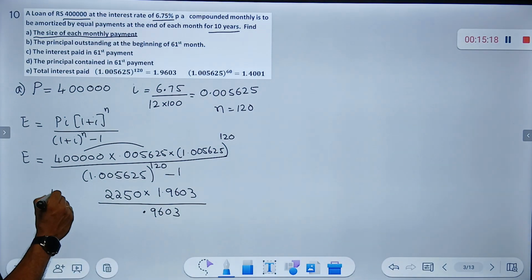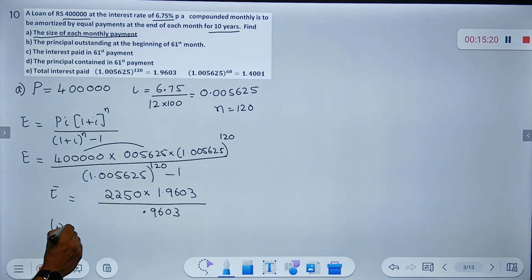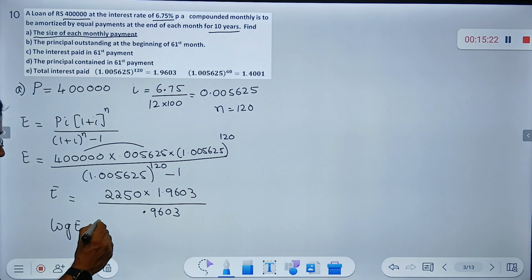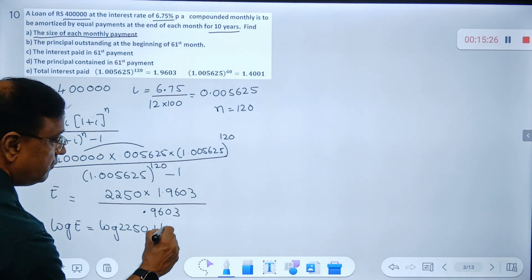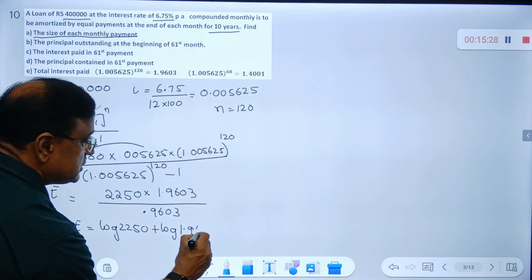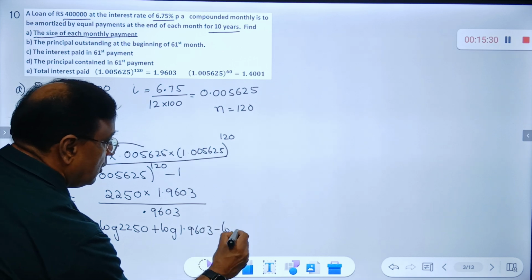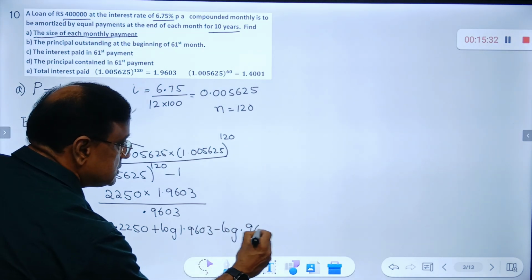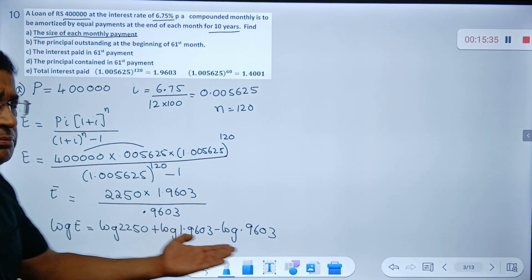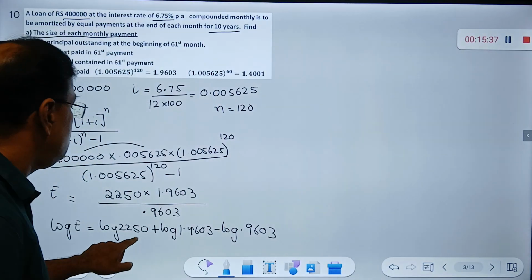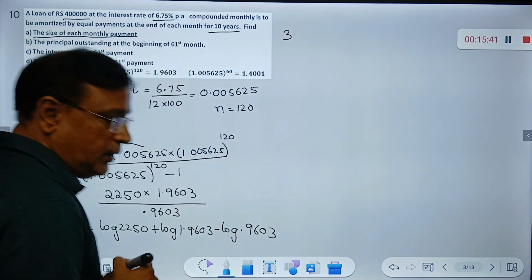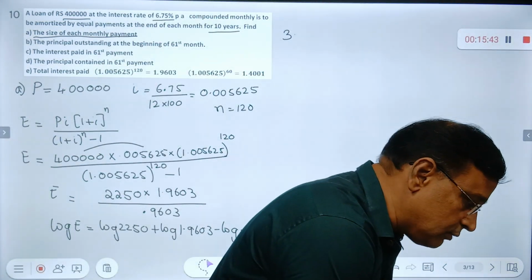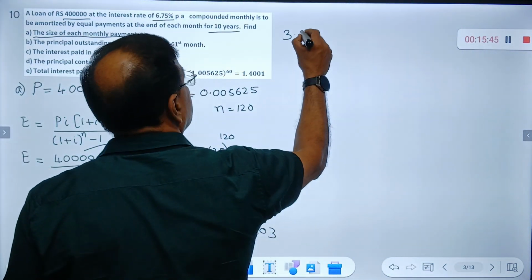How do you do the calculation? You take log. So what is log E equal to? Log of 2250 plus log of 1.9603 minus log of 0.9603. Simple. Now log of 2250 will be 3.3522. I have done the calculation, which is 3522.